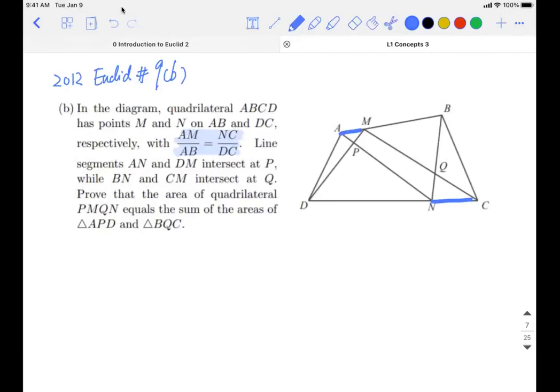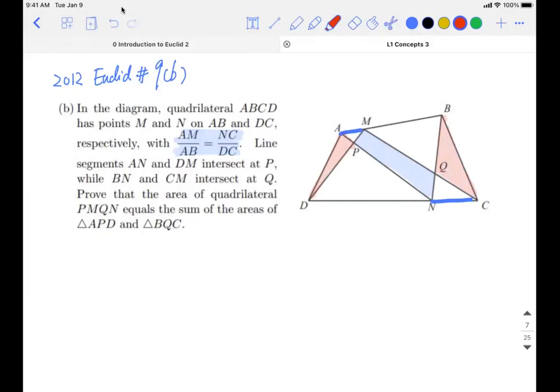With no other condition, let's go for the proof. Prove that the area of quadrilateral PMQN, what is the PMQN? Let's try to highlight it. PMQN, that's the weird quadrilateral here. Okay, the area of this PMQN equals the sum of the area of ADP here, and also BQC here.